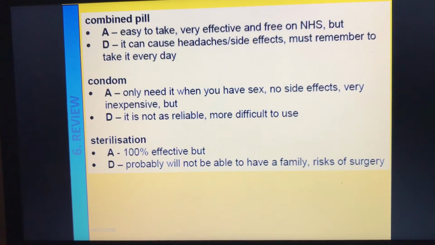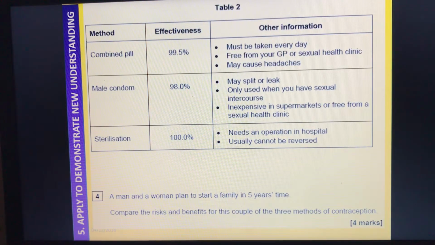So they're encouraging the use of subheadings. It was technically a 4 mark question, but as you can see, it could quite easily be a 6 mark question. And they've split it down into manageable sections, basically 3 2 mark questions. So, combined pill, they've said an advantage, it's free on the NHS, it's effective. Let's go back to our information. We can see that it's 99.5% effective.